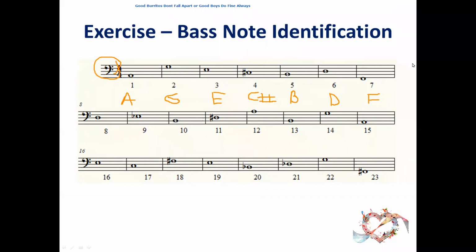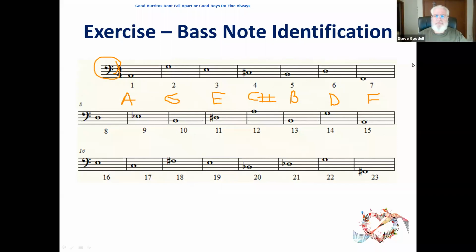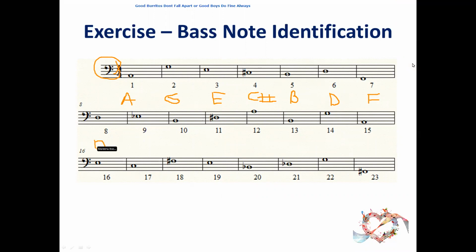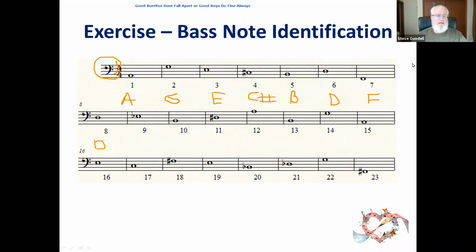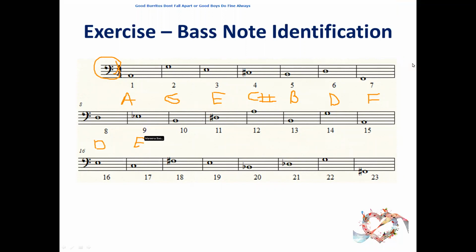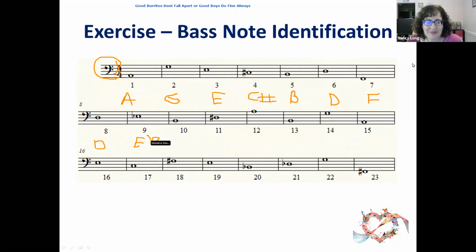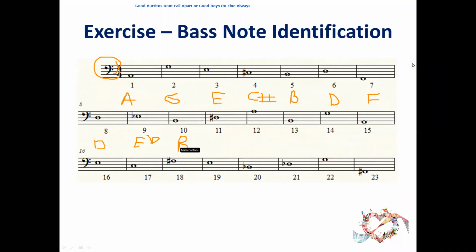All right, let's see. Hey, Steve, you ready to give us a hand here? Sure. Okay, number 8, Steve. Okay, that would be, for good boys do fine always, the D for number 8. You got it. That's right. What about 9? Would be an E flat. Excellent. Very good. And then 10 would be B for boys. All right. Great job.